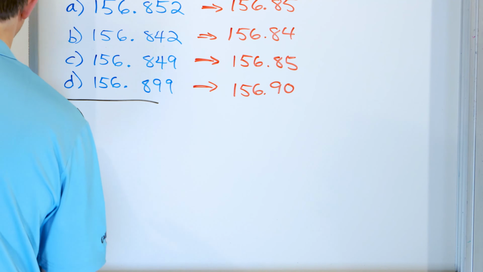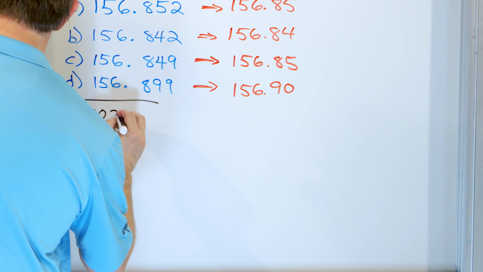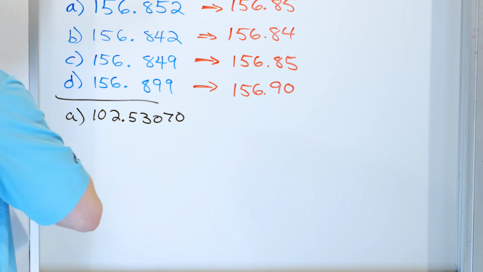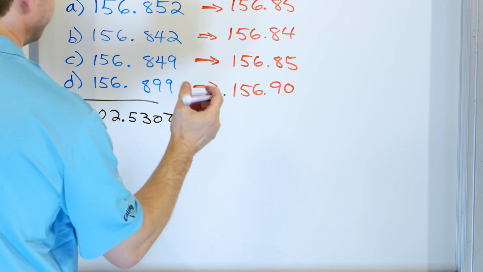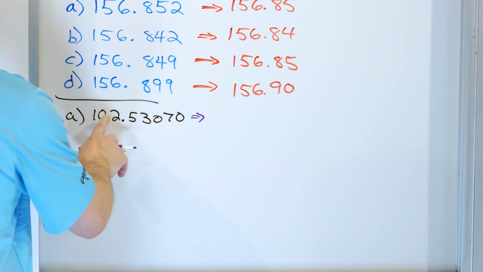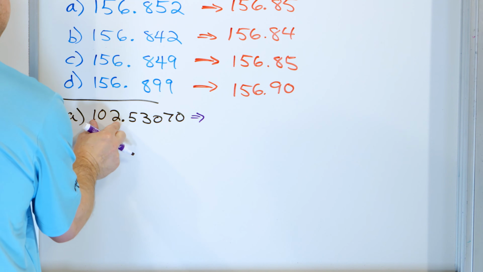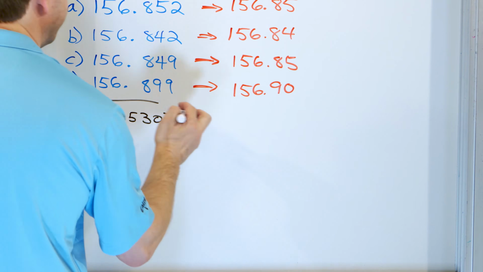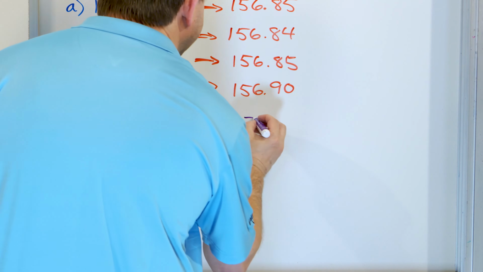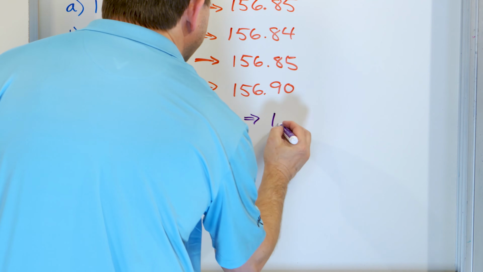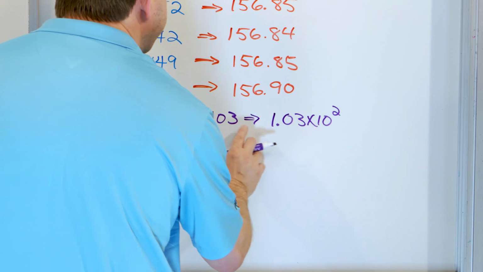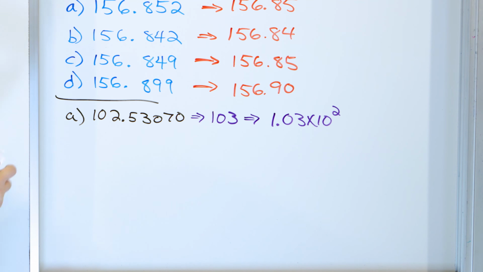So for part A, we have 102.53070. Want to round it to 3 significant figures. 3 significant figures is just right here, essentially. The next digit over is a 5, so this rounds up to a 103. That's 3 significant figures. How would you write this in scientific notation? You write it with a decimal after the first number, and then you move that decimal 2 positions to the right to make it 103. So 1.03 times 10 to the 2.